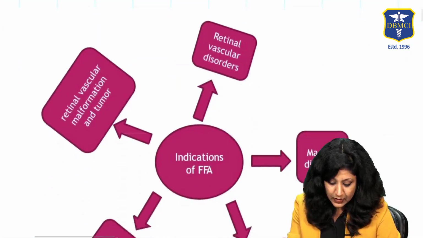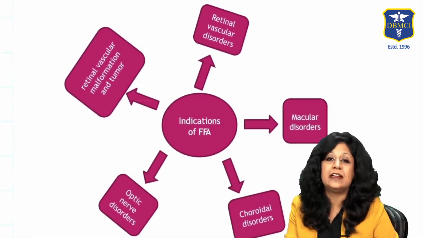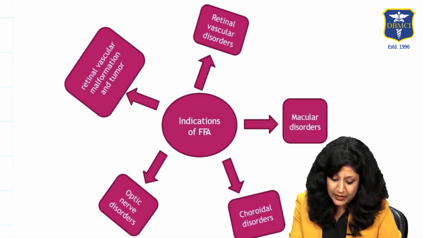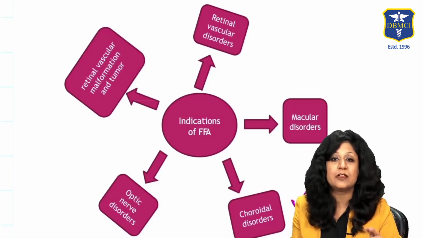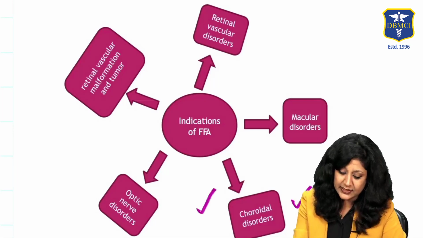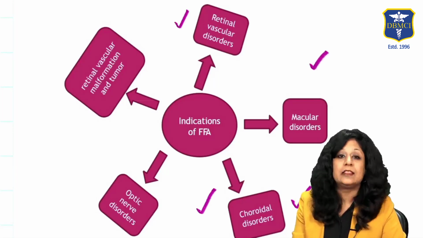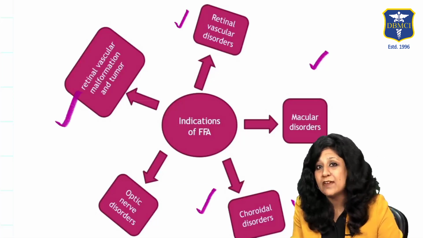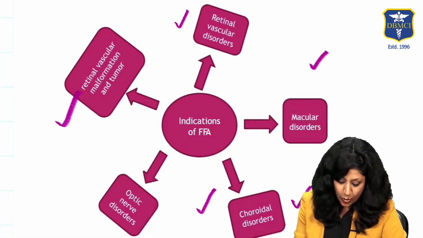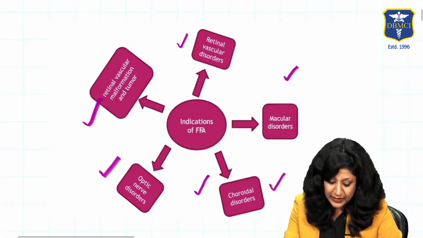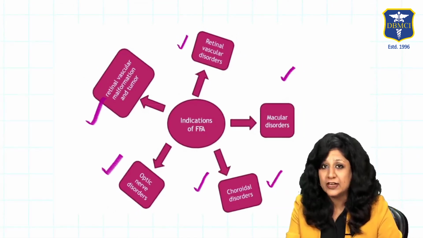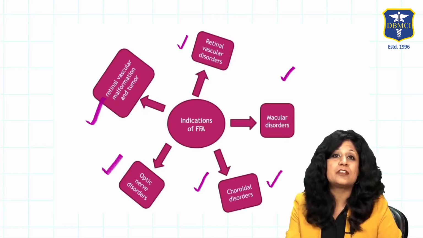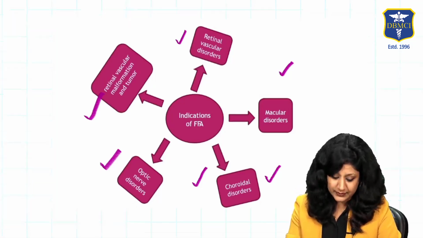Okay. So in total, what are the indications of this angiography? When should I do it? I can do this angiography when I have choroidal disorders, wherever I have choroidal vessels, retinal vessels, macula. Then if there are any malformations of these vessels, or abnormal vascularity, for example in tumors, or when we have optic nerve disorders. So whenever I have retinal vascular disorders, choroidal disorders, macular disorders, tumors, some vascular malformations, or some optic nerve diseases, I can go for this angiography.